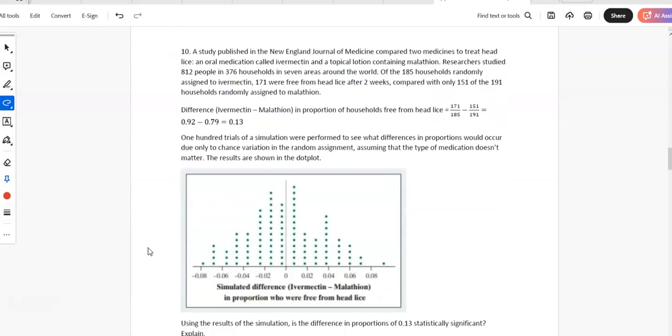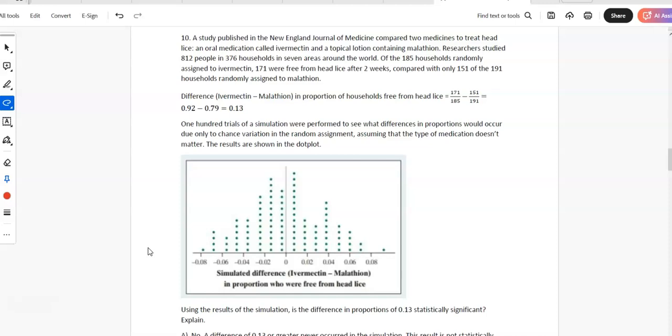Hopefully, I'm right. 10. A published study in the New England Journal of Medicine compared two medicines that treat lice, an oral medication called ivermectin and a topical lotion containing malathion.